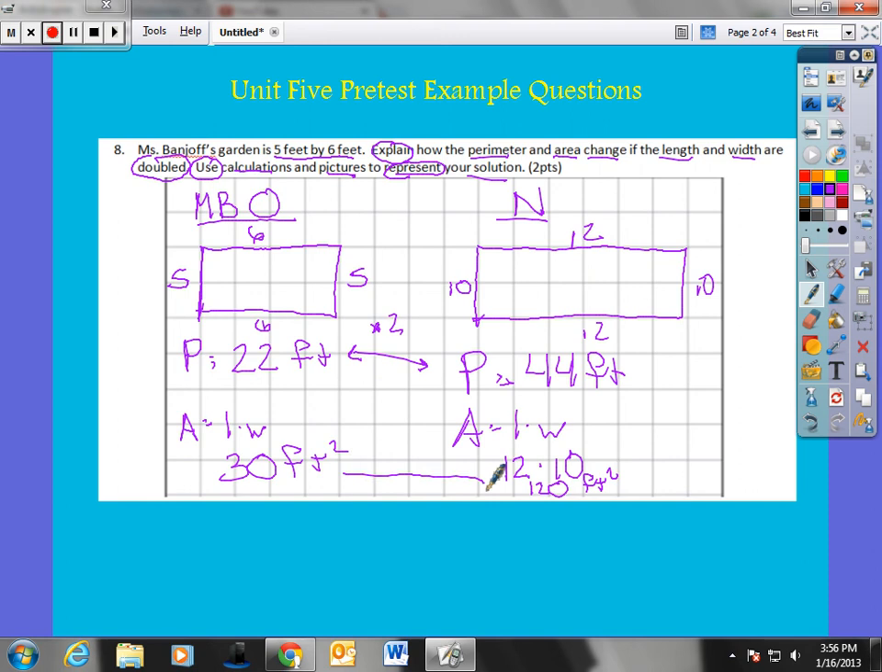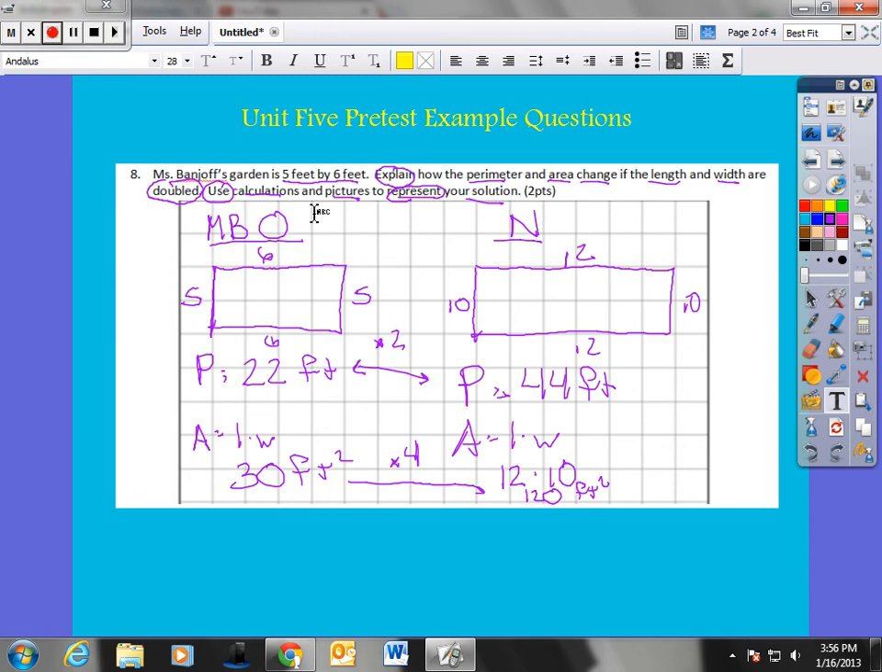How did I get 30 to become 120? I times it by 4. So if I were to write an answer, now I don't necessarily have to, because it says use calculations or pictures to represent your solution. I could also say, if I were to type this out, and let me try a small font. How about a different color too? The perimeter, always important to check your answers, the perimeter would double and the area would quadruple.